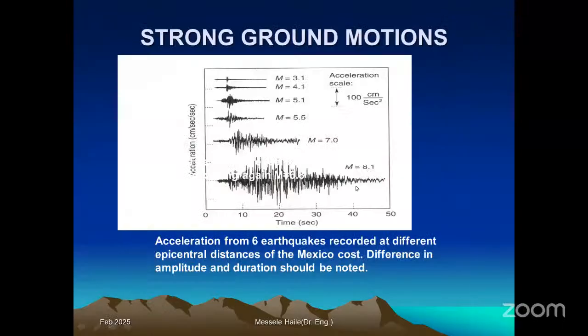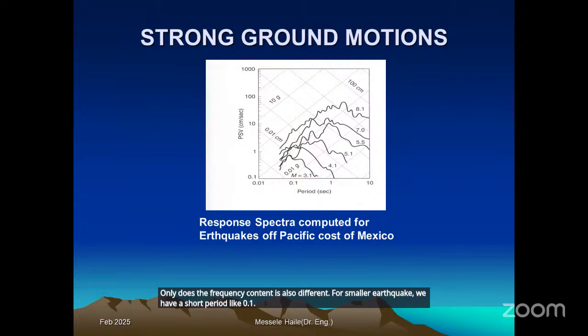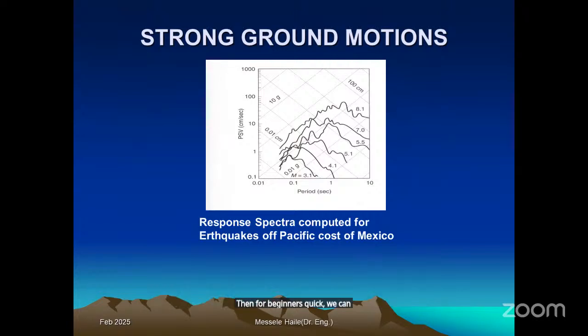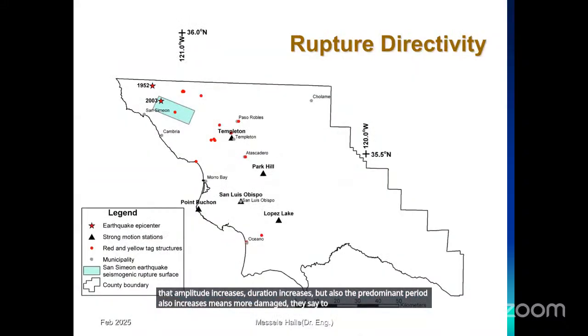The amplitude increases and also the duration increases. But not only that, the frequency content is also different. For a smaller earthquake, we have a short period like 0.1. Then for a bigger earthquake, we can have a 2 or 3 second period. So it's not only that amplitude and duration increase, but also the predominant period increases. Means more damage, they say, to huge structures.